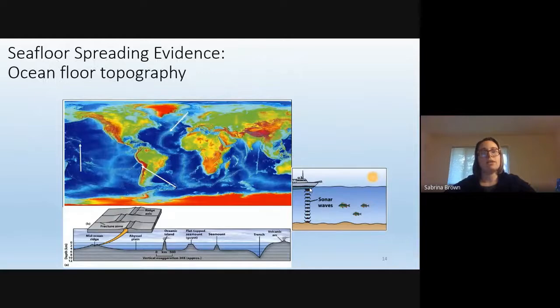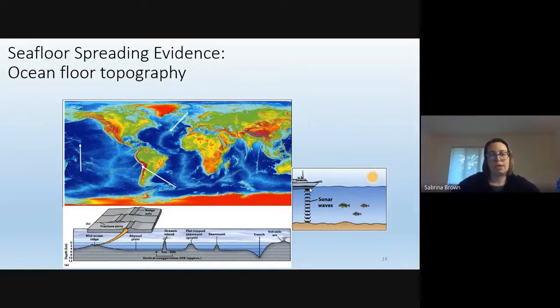So in the 1940s, during World War II, we developed sonar, which was really useful in World War II because it enabled us to find submarines. But a side use for it that we started to use after the war is that you can use sonar to figure out what the bottom of the ocean looks like. And so we have a whole bunch of new evidence of what the bottom of the ocean looks like.